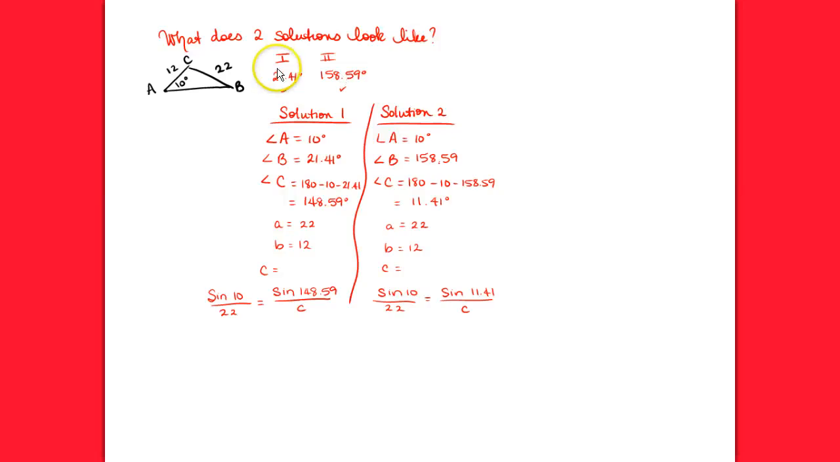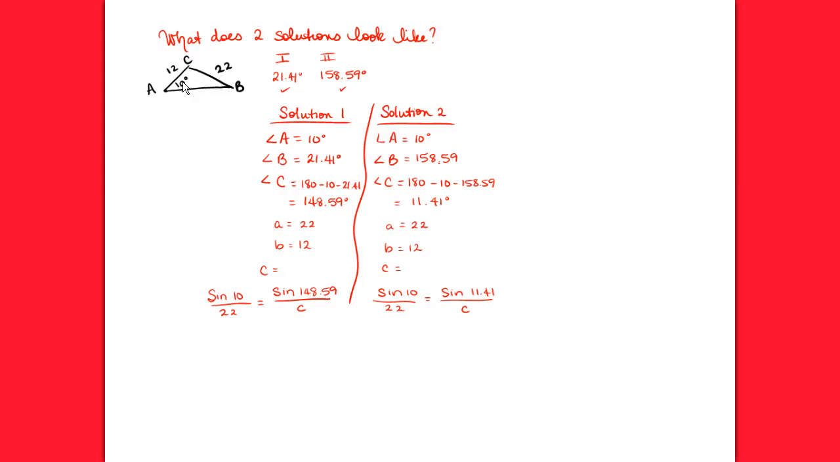When we went through and we checked these two angles, the reason that we had to punt the 158.59 was because it was too large to fit in the triangle with the angle that we had there, because it was like 42 degrees or something like that, okay?